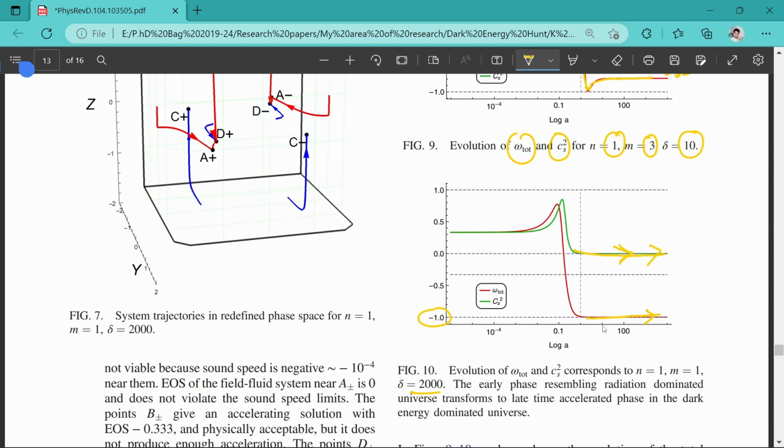So this sound speed is a very important quantity if you investigate; we have not investigated it thoroughly, but this sound speed is very important from the perspective of large scale structure.